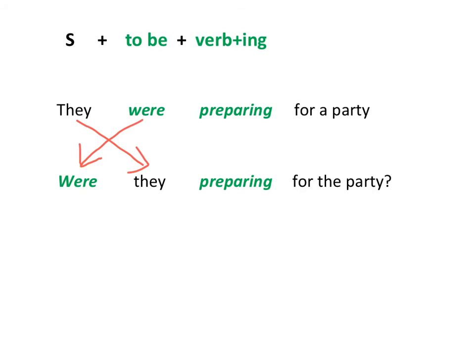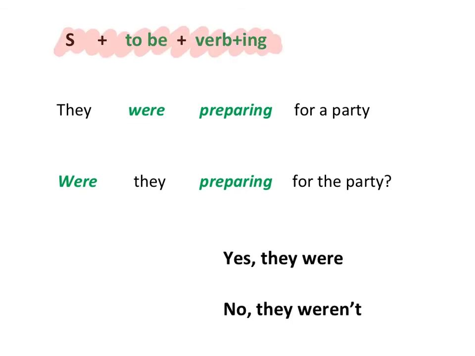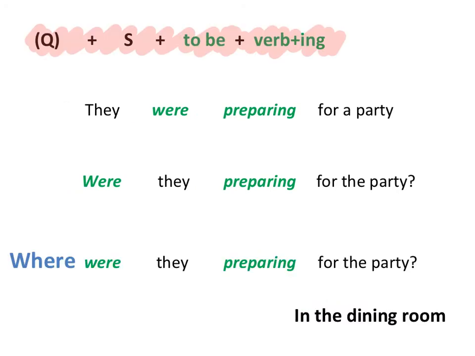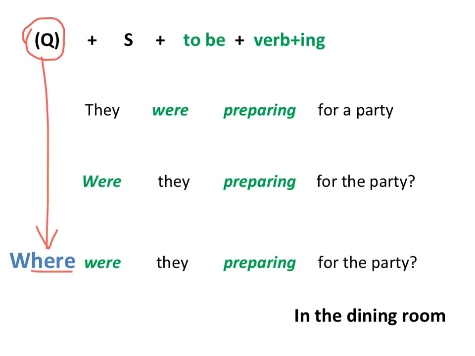They were preparing for a party. Were they preparing for the party? Yes, they were. No, they weren't. Sometimes we need more information. When we need more information, we can add a question word to the beginning of the question. For example, where were they preparing for the party? In the dining room.